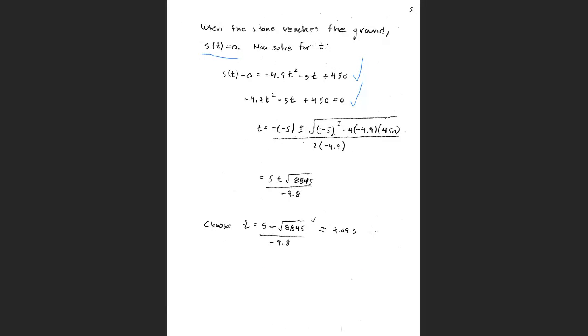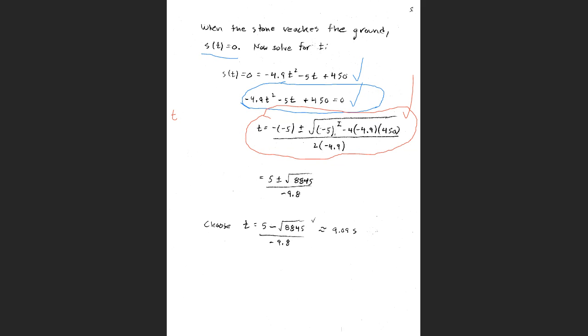So I have a quadratic equation here. Negative 4.9t squared minus 5t plus 450 equals 0. And here I'm solving for t. T equals all this to the right. What special formula was used? The quadratic formula. Good. Okay, we're using the quadratic formula.